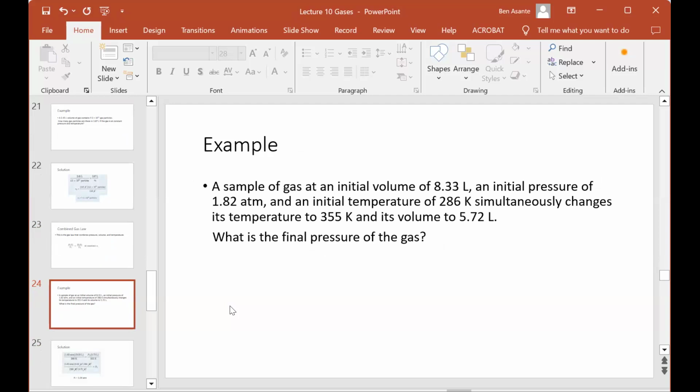A sample of gas has an initial volume of 8.33 liters, an initial pressure of 1.82 atmospheres, and an initial temperature of 286 Kelvin. Then it simultaneously changes its temperature to 355 Kelvin and its volume to 5.72 liters. What is the final pressure of the gas?